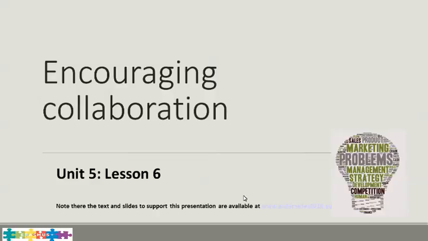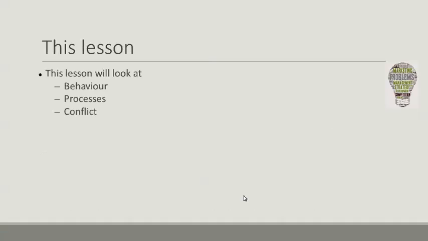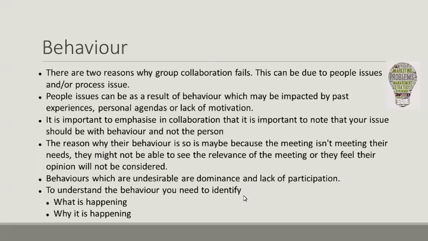Unit 5, Lesson 6, Encouraging Collaboration. This lesson will look at behaviour, processes and conflict. There are two reasons why group collaboration fails. It can be due to people issues and/or process issues.